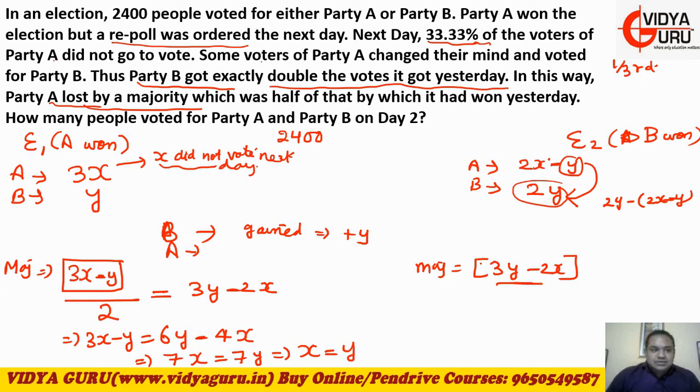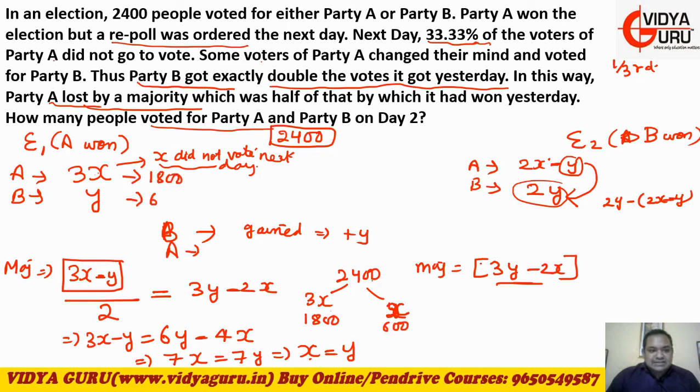Fine. So the question is, how many people voted for party A and party B on day 2? So x is equal to y. What had happened on the first day? 2400 people have voted, 3x for the first party and y for the second party. Now we know that x is equal to y, so this is also x. So 2400 in the ratio 3:1, so 1800 and 600. This is what happened on the first day.